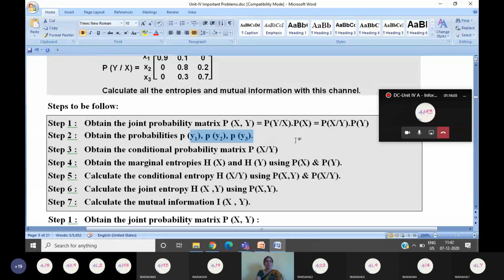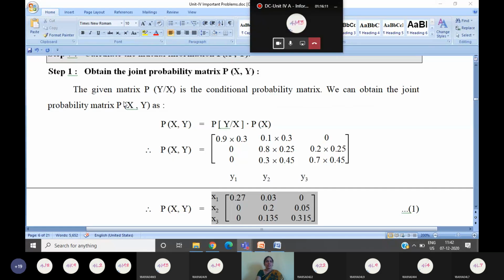So, let us move to step 1. What is the first step? The first step is to calculate the joint probability matrix P of xy.